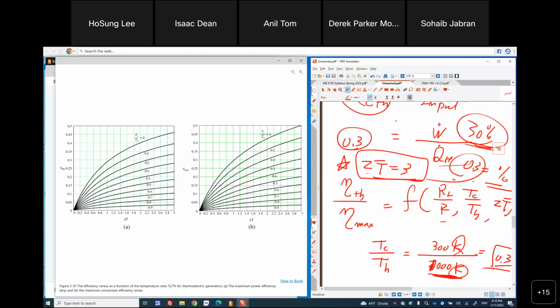What can you do? Just put the thermoelectric on the combustion. Small thermoelectric, and then you have 30% more power. Can you believe? It's possible. I think 3 is very possible in 10 years, using nanotechnology.